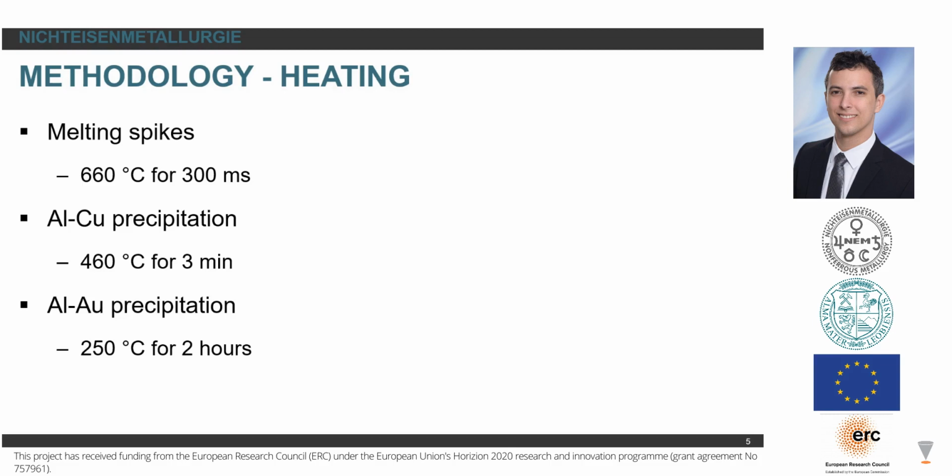It's important because if the material is agglomerated, you don't have an electron-transparent area anymore. Hence, we don't have ways of analyzing it anymore. Then for the aluminum copper system, we did a precipitation treatment after the melting at 460 degrees Celsius for 3 minutes, and for aluminum gold, precipitation at 250 degrees Celsius for 2 hours.